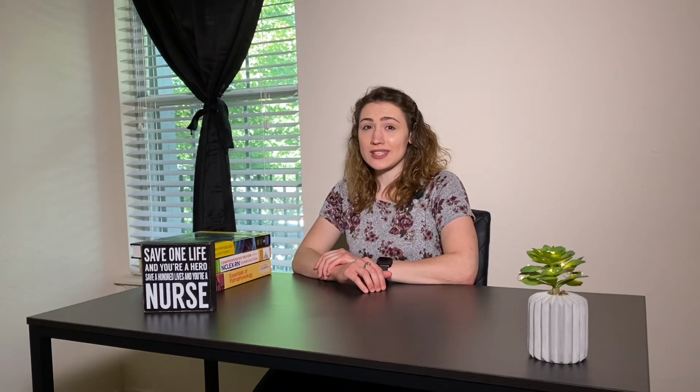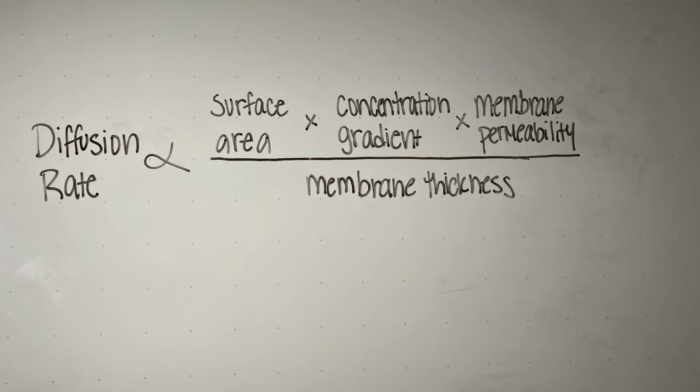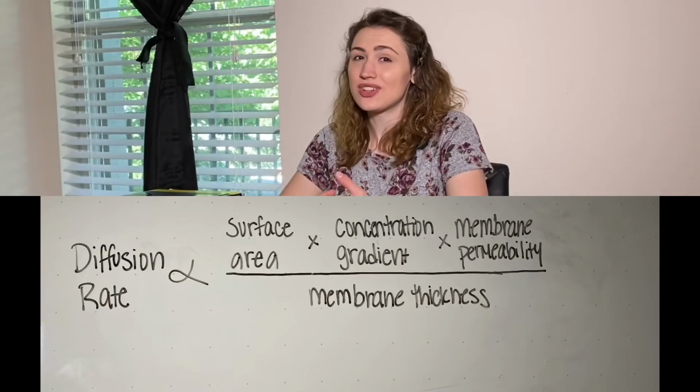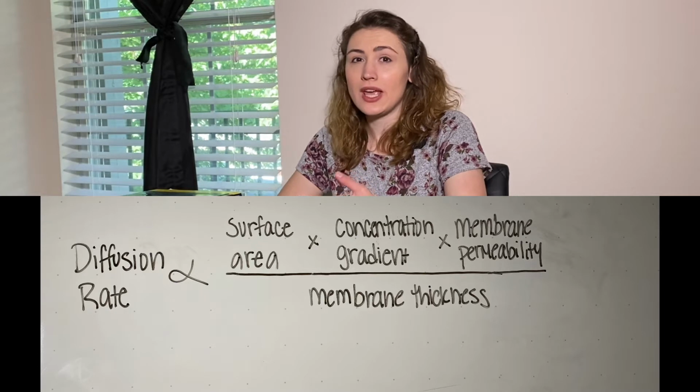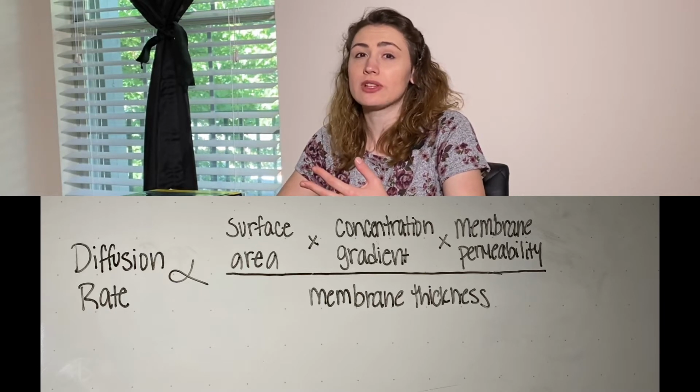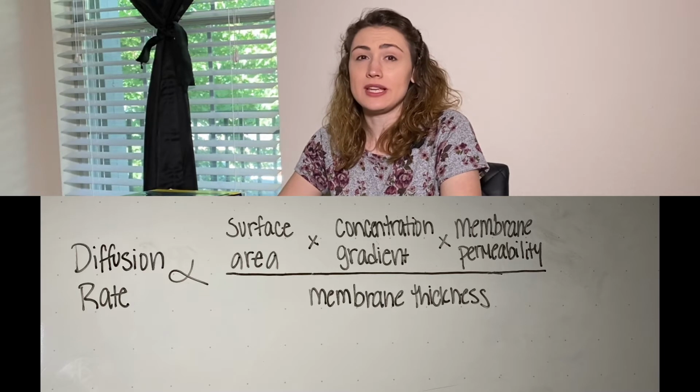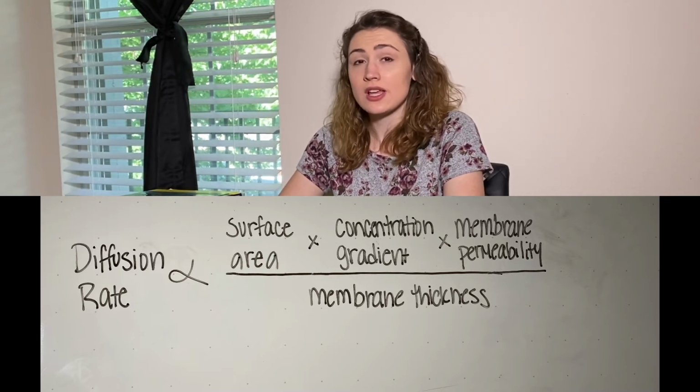So the diffusion of gases between the capillaries and the alveoli follows Fick's law of diffusion. Fick's law of diffusion states that diffusion rate equals surface area times membrane permeability times concentration gradient divided by membrane thickness. So some factors are directly related and others are indirectly related. Surface area, membrane permeability, and concentration gradient are all directly related to diffusion rate. This means that as one of these variables increases, diffusion rate also increases.